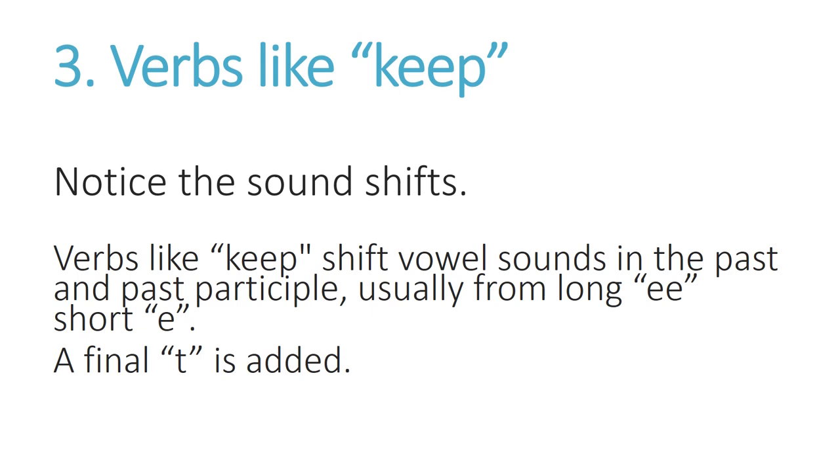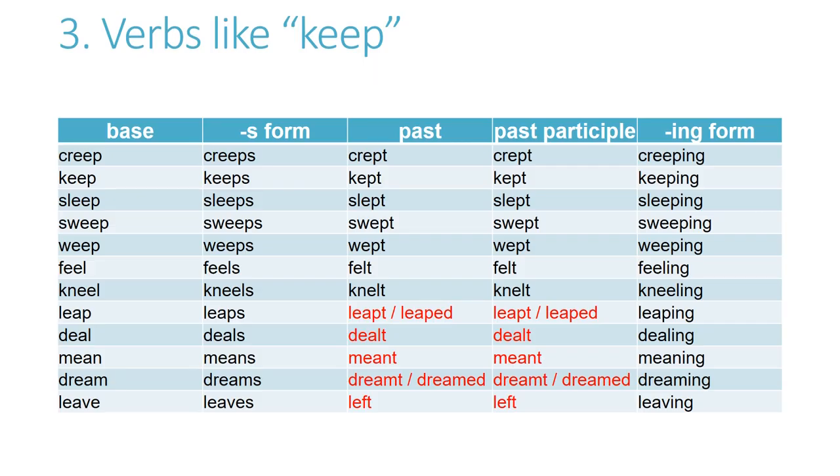The next verbs are verbs like keep. Notice the sound shifts again. Verbs like keep shift vowel sounds in the past and past participle, usually from long E to short E, similar to the ones we just did. The difference is, with these kind of verbs, a final T is added. Let's look at some examples.